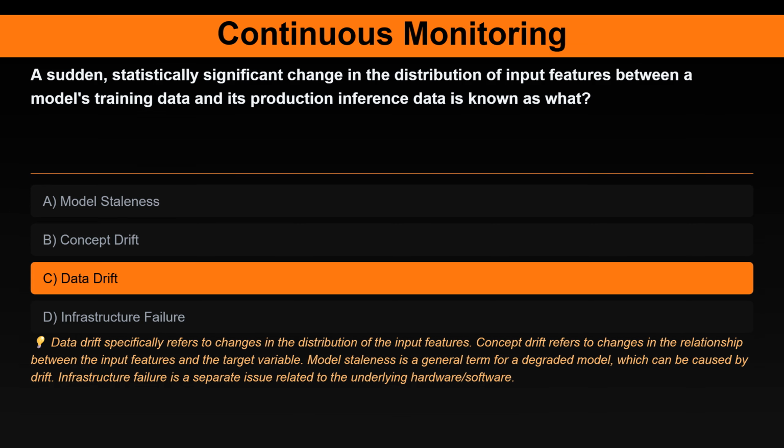The correct answer is data drift. Here's the explanation. Data drift specifically refers to changes in the distribution of the input features. Concept drift refers to changes in the relationship between the input features and the target variable. Model staleness is a general term for a degraded model, which can be caused by drift. Infrastructure failure is a separate issue related to the underlying hardware/software.